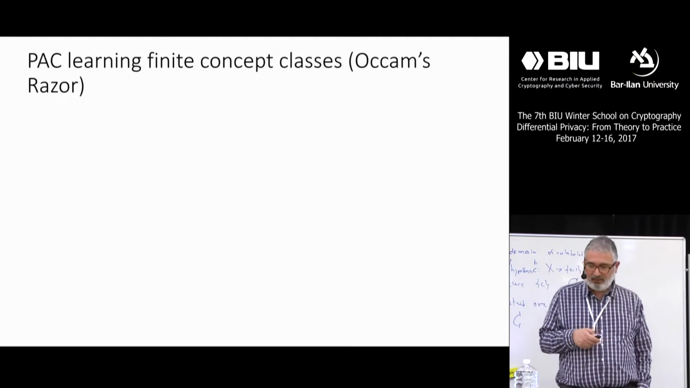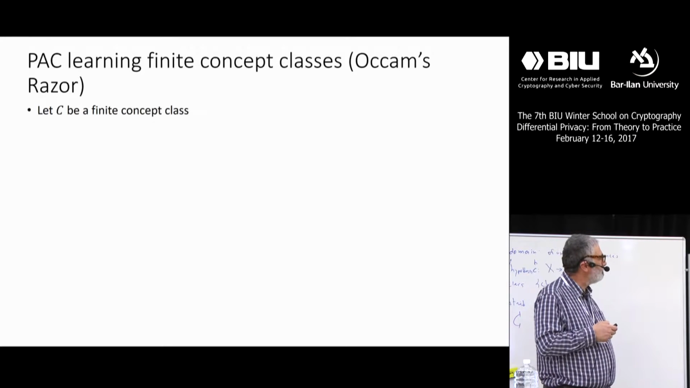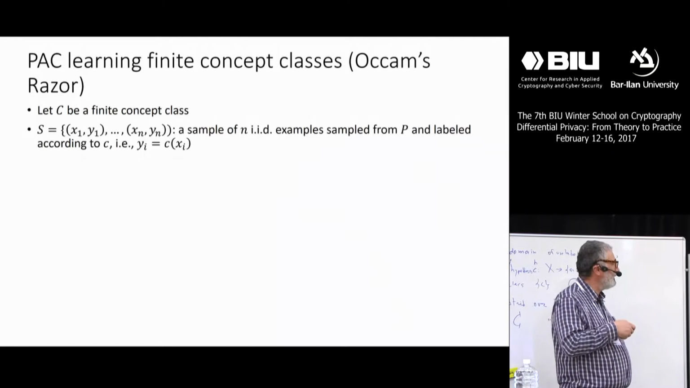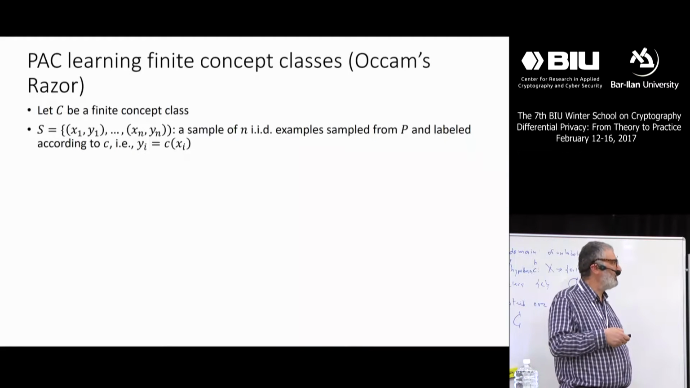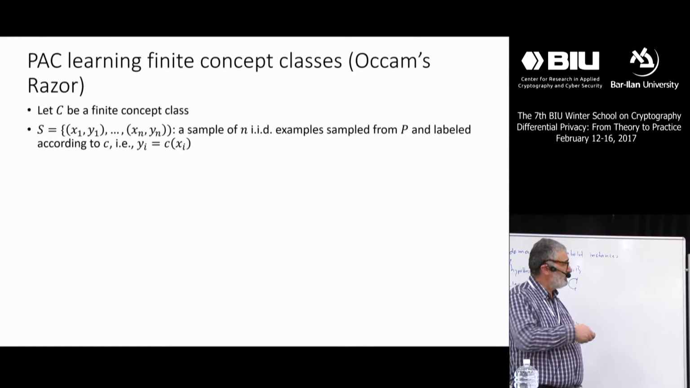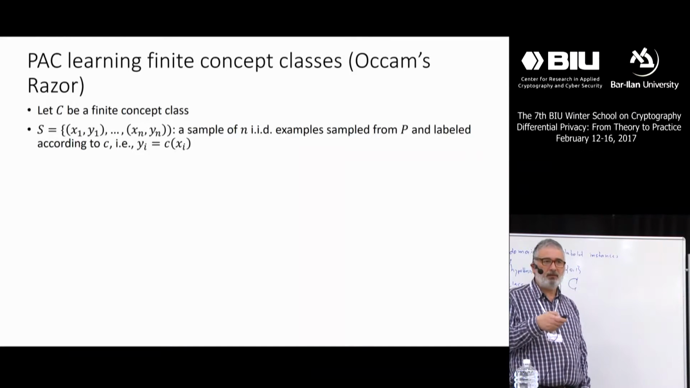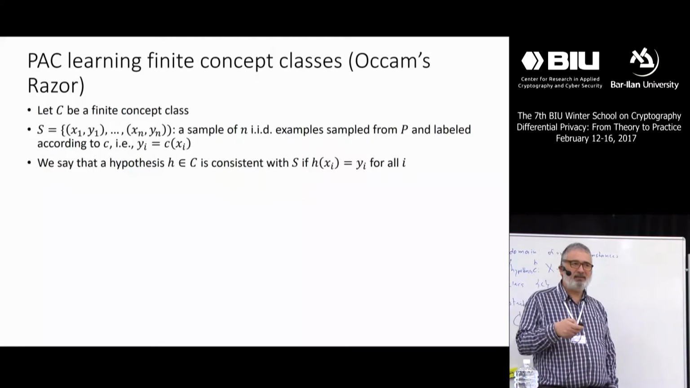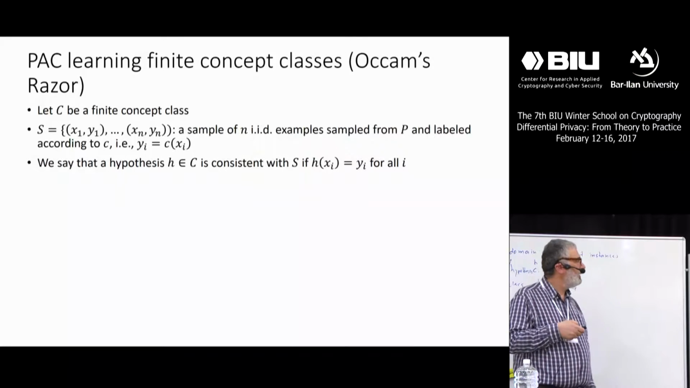And now we can generalize this, and there's a result that is called Occam's razor. Let's begin with a finite concept class. And we'll take a sample of n IID examples sampled from the underlying distribution. There's some target concept, so yi equals the application of that target concept on xi. And the algorithm is just going to choose a consistent hypothesis, the same way we did with the points and with the threshold.